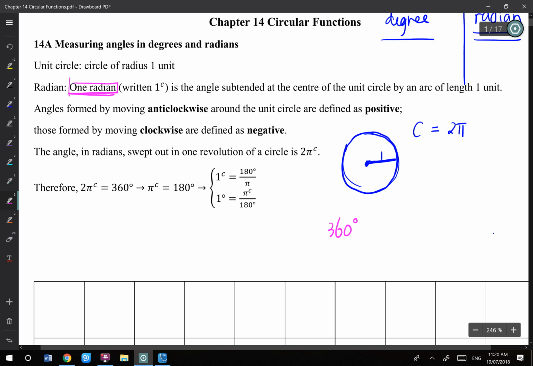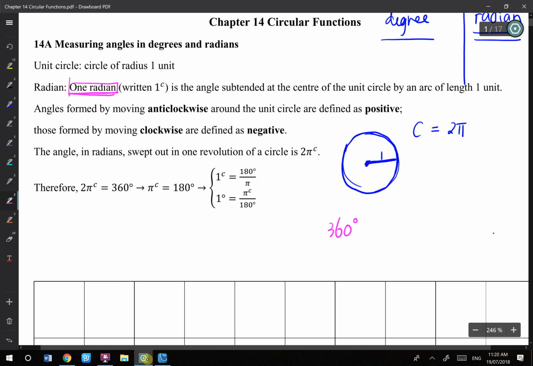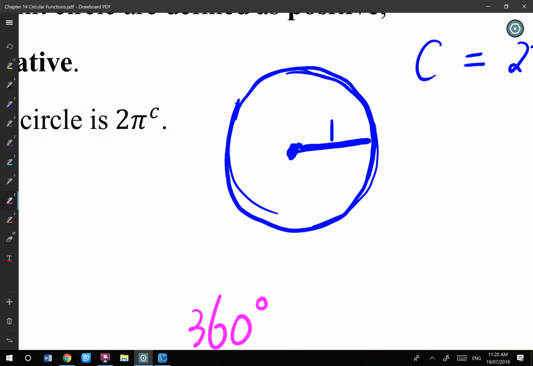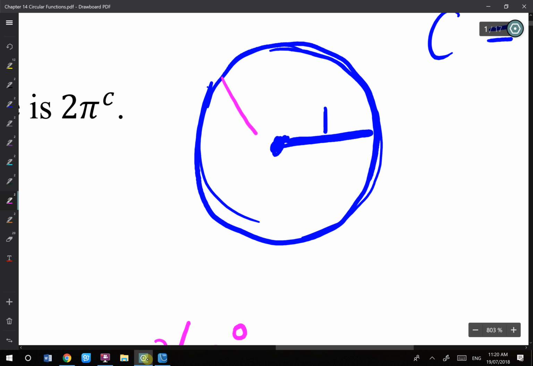Okay, now what is 1 radian? How large is 1 radian? 1 radian is the angle subtended at the center of the unit circle by an arc length of 1 unit. It's a long sentence, but I'll sketch it for you. I'll make the unit circle bigger. An angle subtended at the center will be an angle like this. This is called the angle subtended at the center.